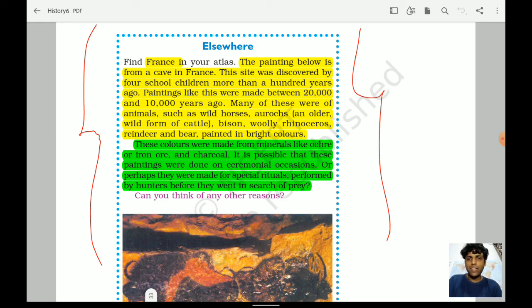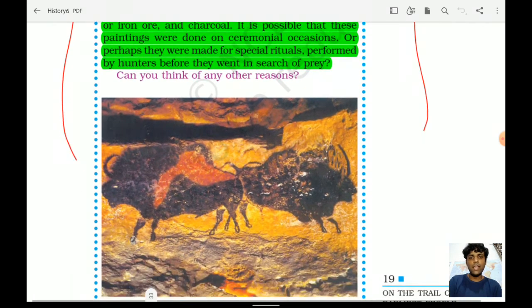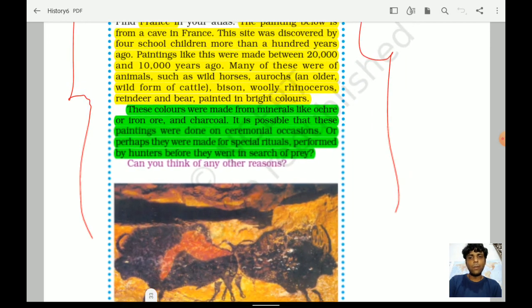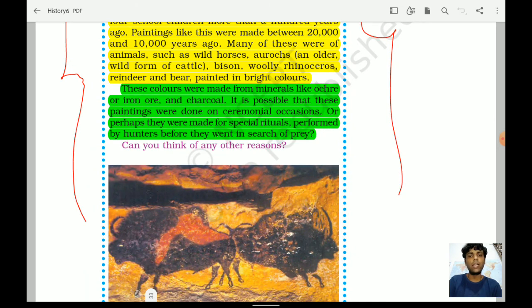It is possible that these paintings were done on ceremonial occasions, or perhaps they were made for special rituals performed by hunters before they went in search of prey. We cannot say certainly why these paintings, here or in the Bhimbetka caves, which we will understand in a later phase, were made, but they have been found. They provide some understanding that people were aware of how to utilize their creativity and how to use colors.